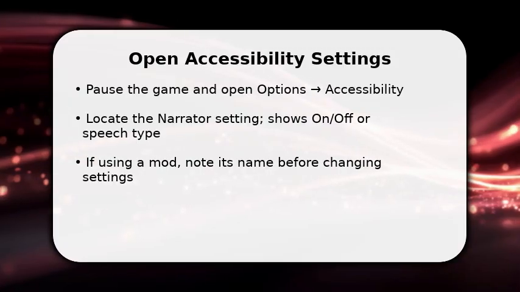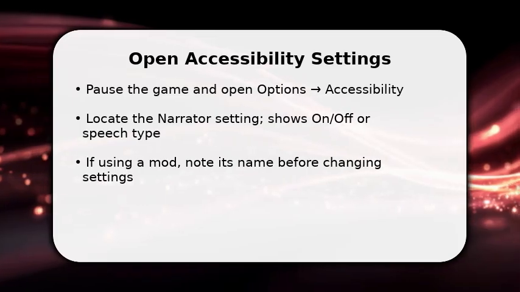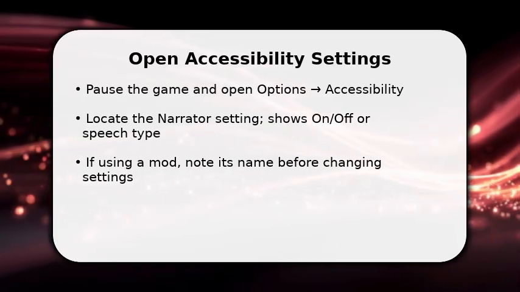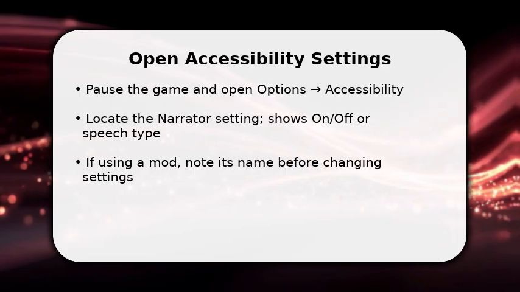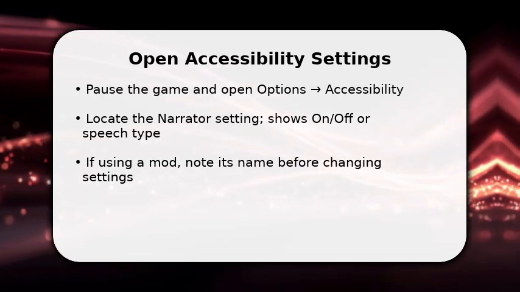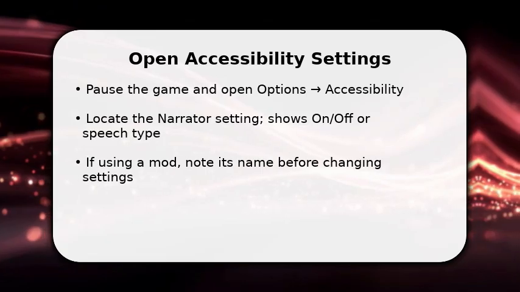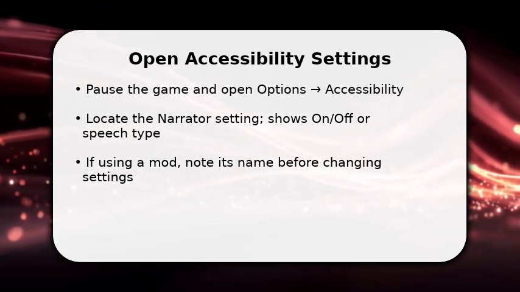You start by pausing Minecraft and opening options, then accessibility. Once there, locate the narrator toggle. It's labeled clearly as narrator or text-to-speech. Turn that setting to off. This immediately stops in-game narration.